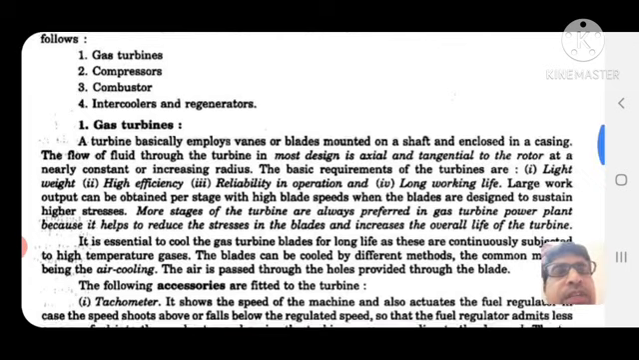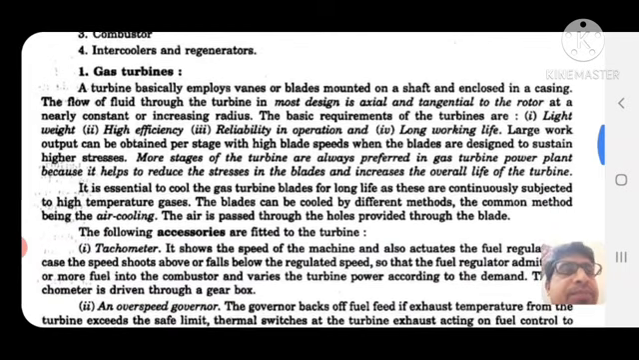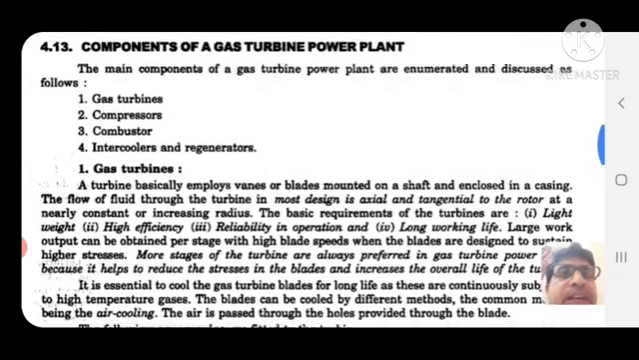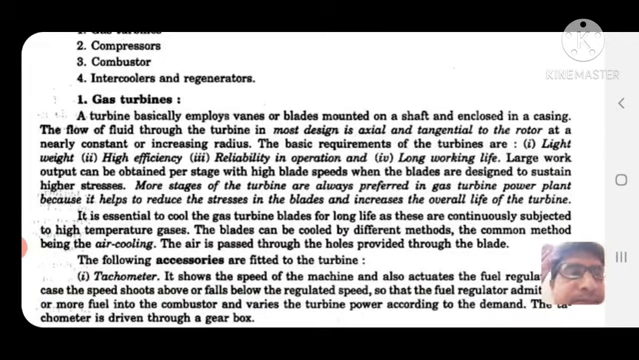The flow of fluid through the turbine in most designs is axial and tangential to the rotor at nearly constant or increasing radius. The basic requirements of the turbine are lightweight, high efficiency, reliability in operation, and long working life.